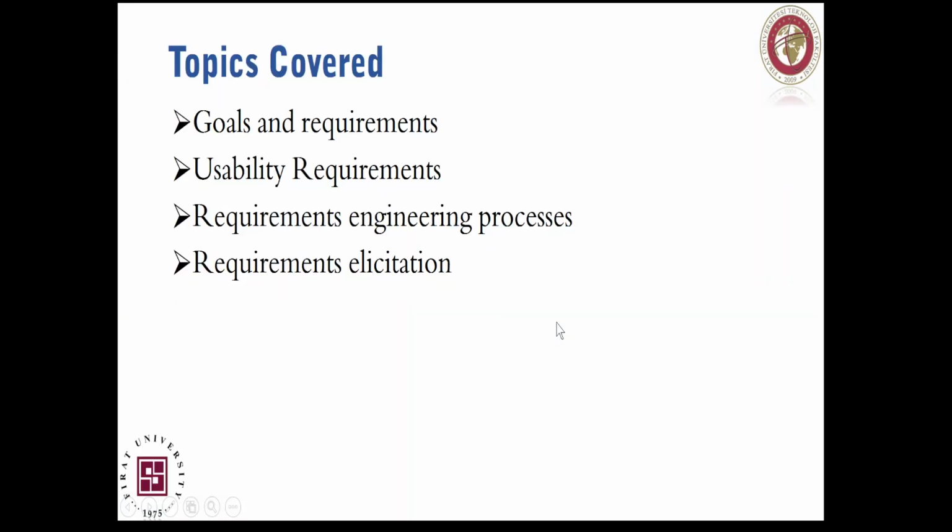So we will cover during this session goals and requirements, usability requirements, requirements engineering processes, and requirements elicitation.